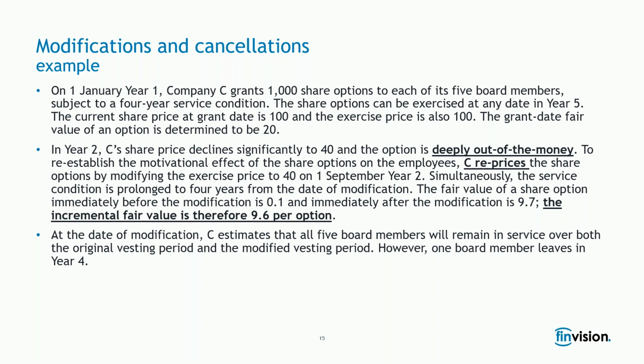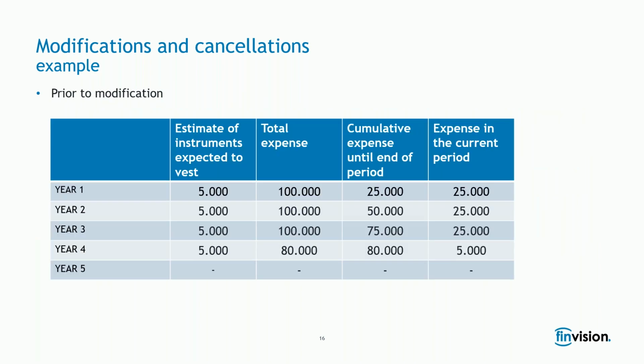So in the initial example, prior to the modification, there's nothing difficult about this. 5,000 instruments, 20 euros worth each is a total expense of 100,000. There will be a cumulative expense until the end of the period that is ramping up.